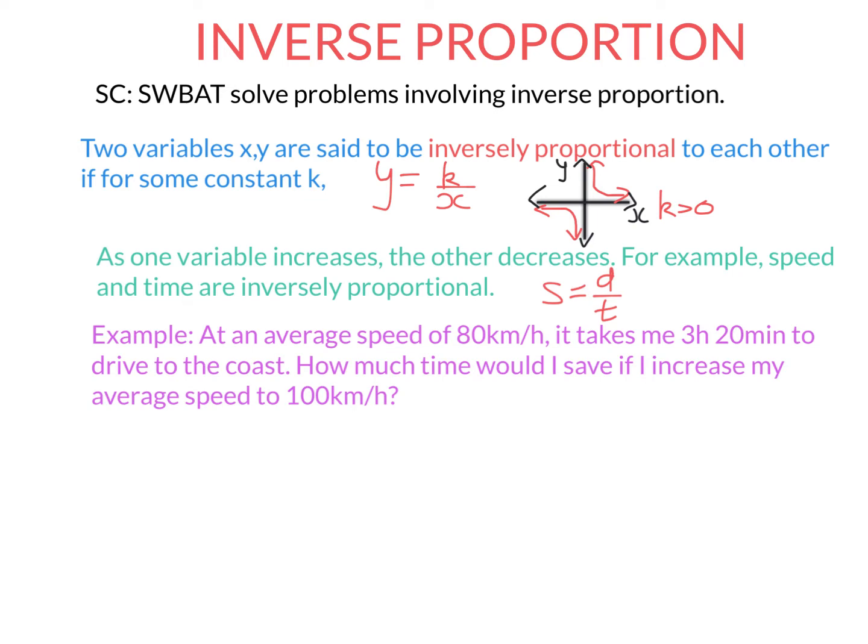All right, let's look at solving this problem here. At an average speed of 80 kilometers per hour, it takes me 3 hours, 20 minutes to drive to the coast. How much time would I save if I increase my average speed to 100 kilometers an hour?